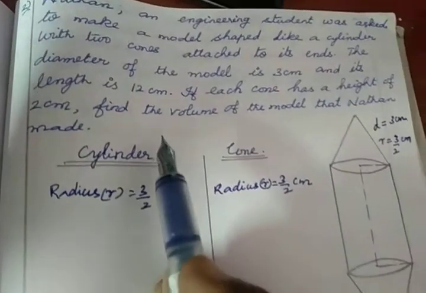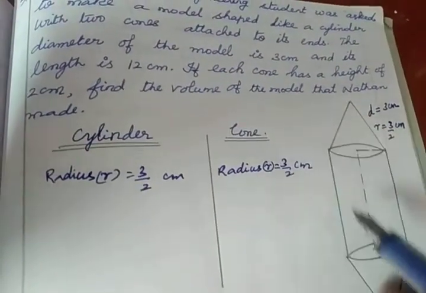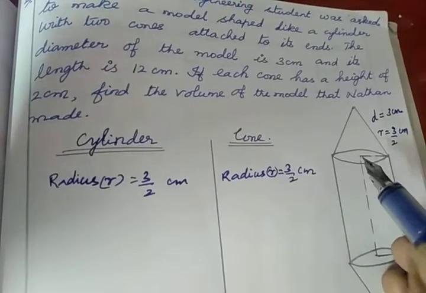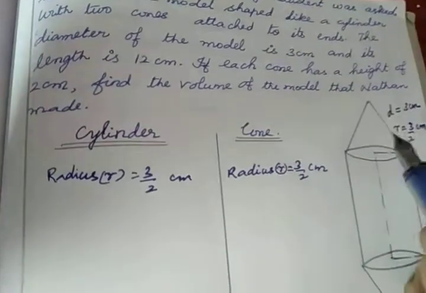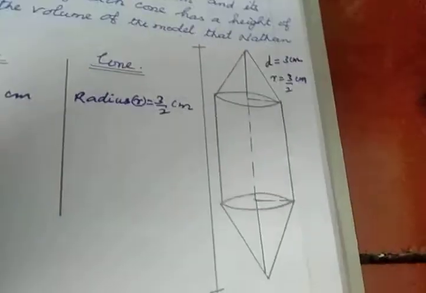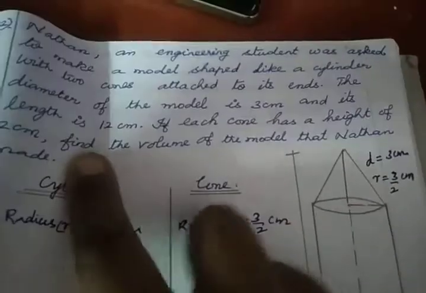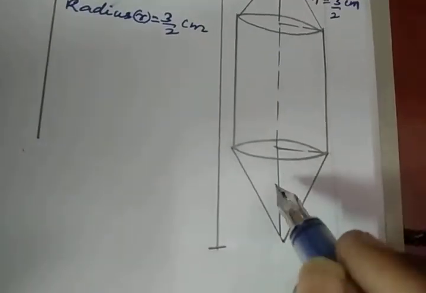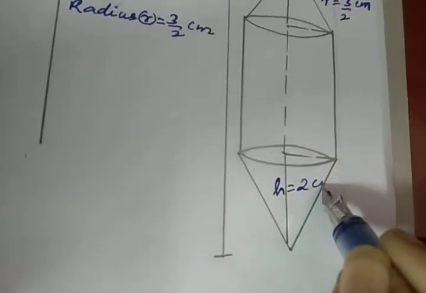And its length is 12 centimeter. Length means the total length. If each cone has a height of 2 centimeter, so cone's height is 2 centimeters. Let me draw it. The height, if each cone has a height 2 centimeter. So I am writing the height here. Height is equal to 2 centimeter.